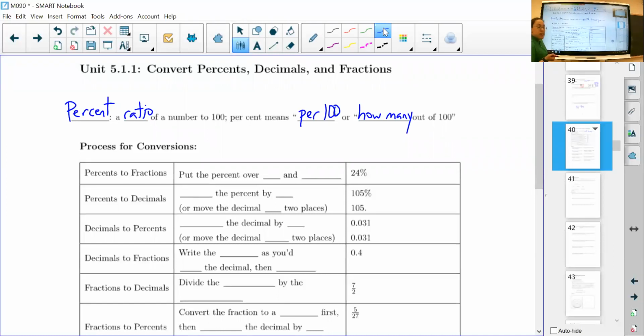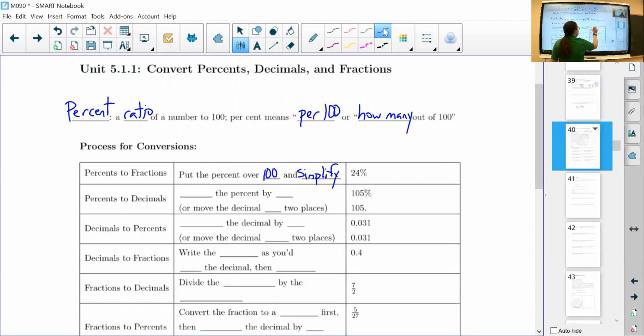There are 3 ways that we can write these: percents, decimals, and fractions. So there are 6 ways to convert, from percents to fractions, from percents to decimals, and so on. So let's start with percents to fractions. We're going to put the percent over 100 and simplify.